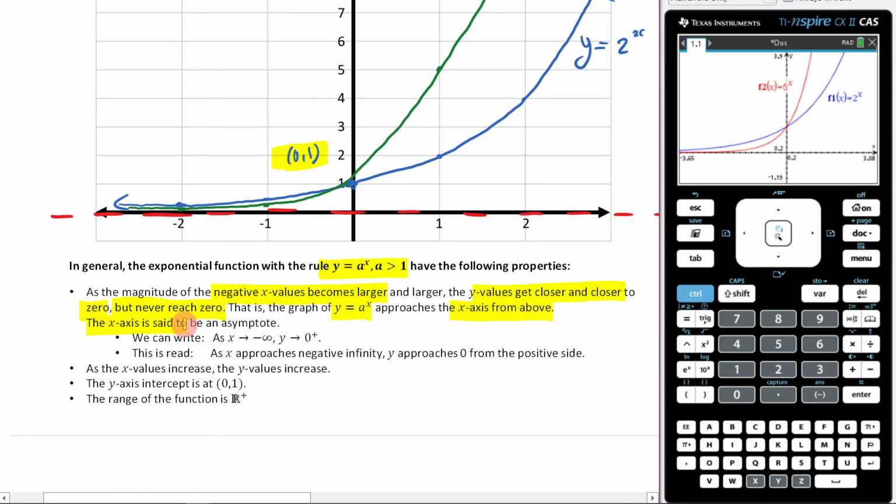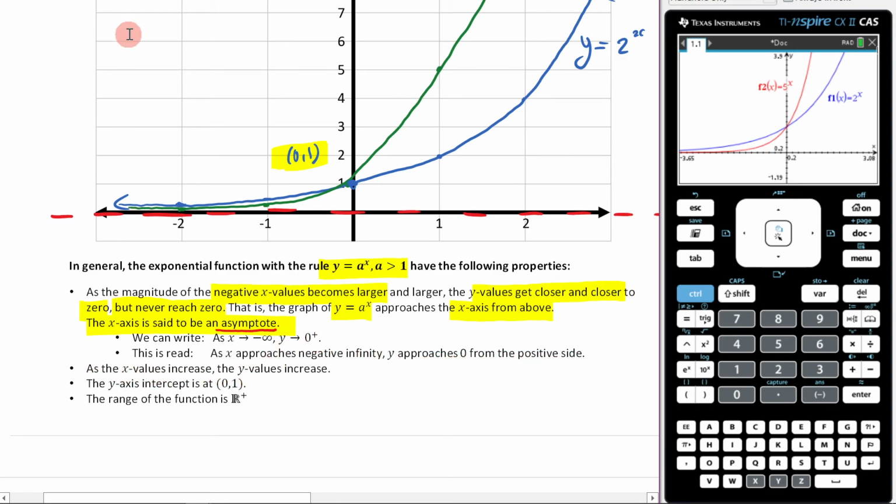The x-axis is said to be an asymptote. Make sure that you underline, highlight that word. We have an asymptote for these graphs. The way that you write that with proper notation is you say that as x approaches negative infinity, y approaches 0 from the positive side. That's how you read that off.